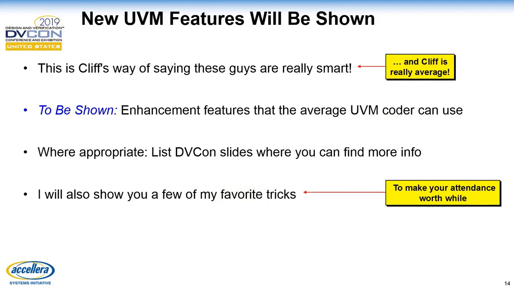So basically, this is my way of saying that these guys are really, really smart, and I'm really average. I want to show you some of the enhancements and features that the average coder can use inside of UVM. Where appropriate, I will be listing the DVCon slides from the 2 previous years so that you can reference from those slides what I'm talking about. I also want to show you a few of my favorite tricks a little bit later.